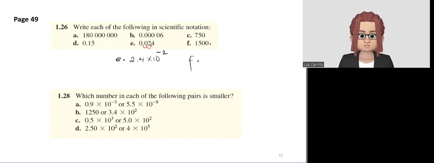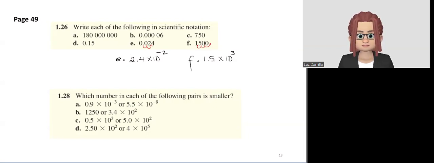Now we're going to move that decimal place 1, 2, 3 times. So that decimal place will be there. So that means that that number becomes 1.5, and we're going to do times 10. Since we move 3 spaces from right to left, that means that this is positive 3 when it comes to the scientific notation.